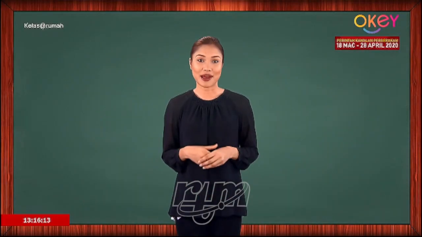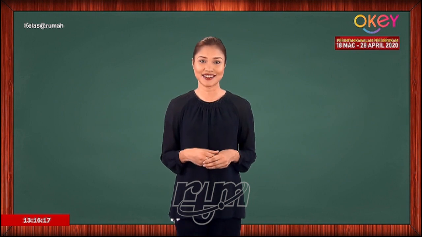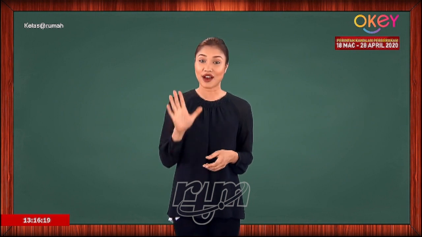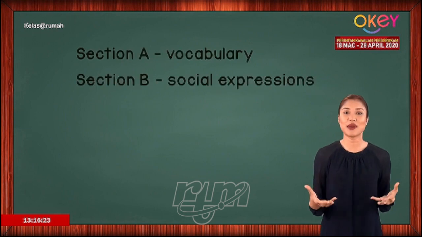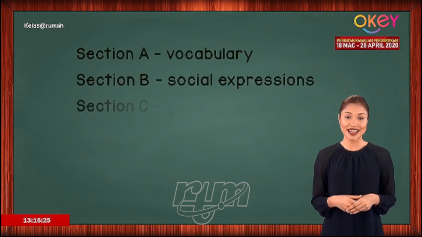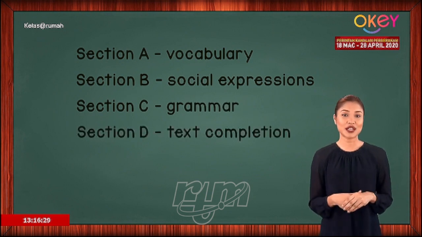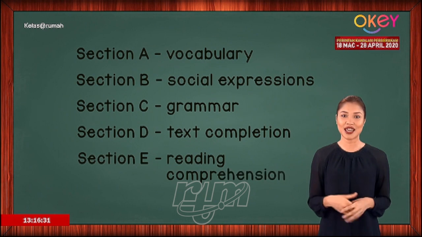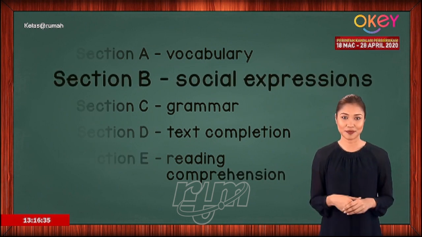Let's start with the format. Paper 1 comprises 40 multiple-choice questions. The paper is divided into 5 sections. Section A, Vocabulary. Section B, Social Expression. Section C, Grammar. Section D, Text Completion. And finally, Section E, Reading Comprehension. Let's focus on Section B.